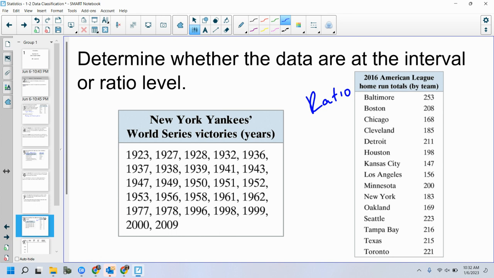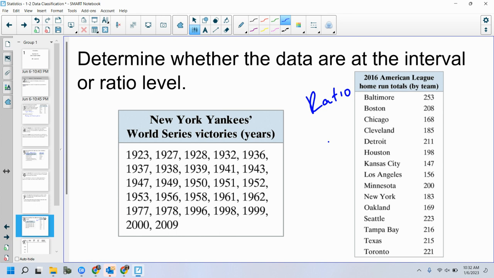Who would have been on the team? Baltimore to... who's got the low? Seattle? Okay. Oh, no. Kansas City? Yeah. So if I could compare them, and I could make a ratio of them. I could make a ratio of Baltimore to Kansas City, and that makes sense in this case, right? At least in the home run totals. I could say 253 to 147 and calculate that.